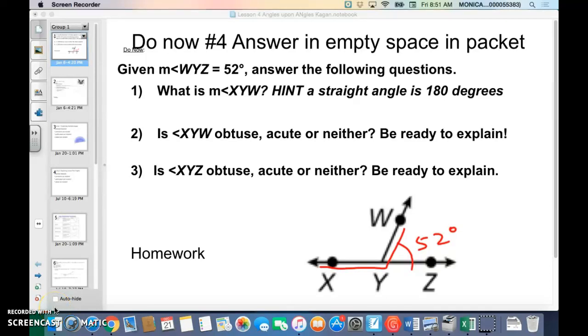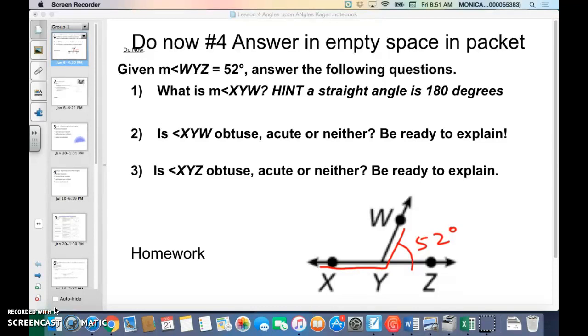All right, this is lesson number 4, and this is your warm-up. It should be reviewing what we learned in lesson 3, which was all about measuring angles. So please find some empty space in your packet to work these problems out, or a separate sheet of paper.